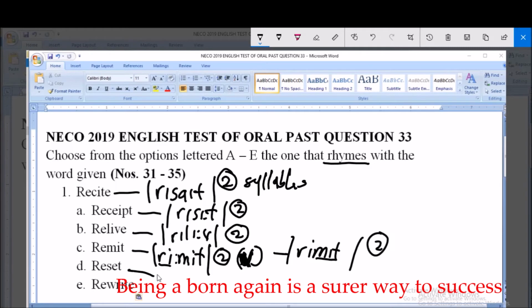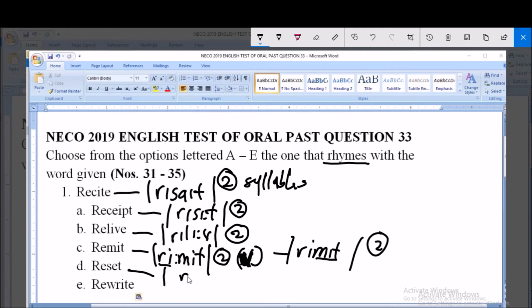Then option D is pronounced as reset. Then two syllables. Then option E is pronounced as rewrite, and rewrite is transcribed as rewrite. Then it has two syllables.